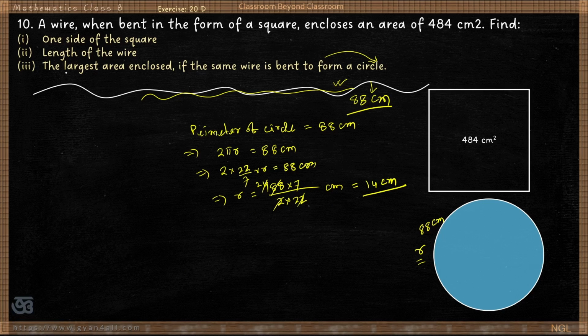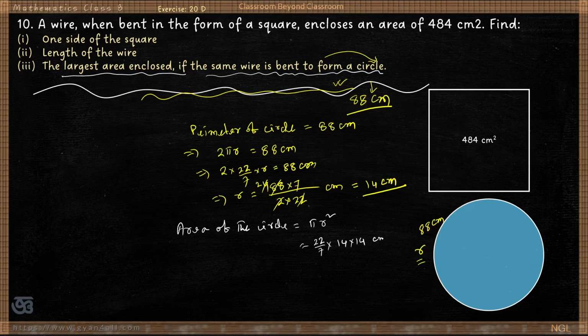We have to find the largest area enclosed if same wire is bent to form a circle. So area of the circle is equal to pi r square, and this is equal to 22 divided by 7. r square means 14 multiplied by 14, that is 14 square. So 7 2s are 14, and if you multiply, you should get 616 centimeter square, the area of this circle. This is number 3.